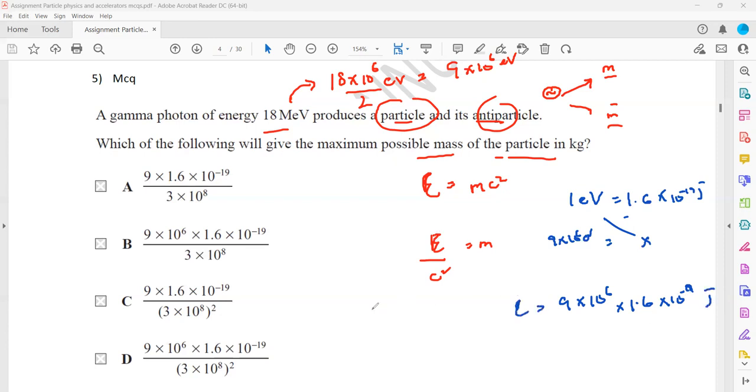Now to get the mass, the energy in joule is divided by speed of light square, because mass equals E divided by c square. So the energy in joule, 9 into 10 to the power 6 multiplied by 1.6 into 10 to the power minus 19, is divided by the speed of light square, which is 3 into 10 to the power 8, and then squared. When we substitute, this will give us the mass of the particle.